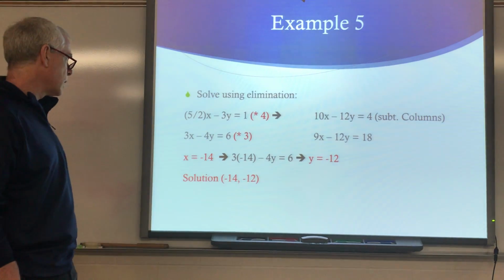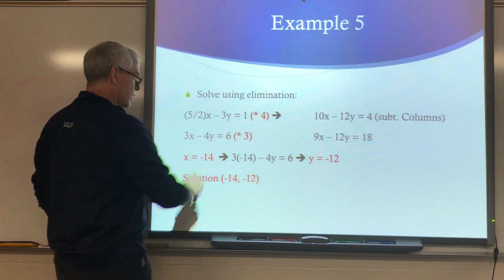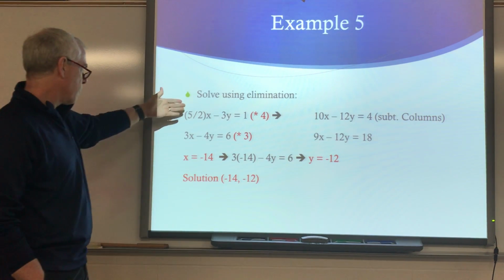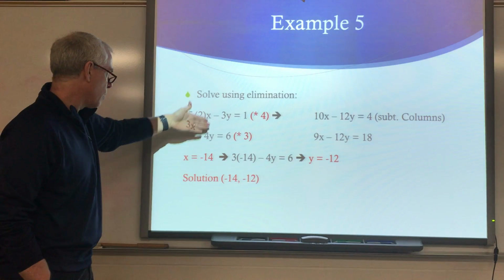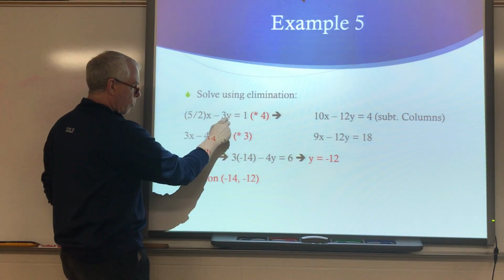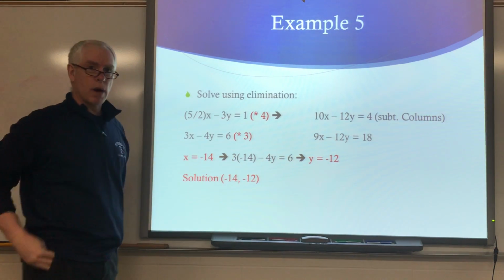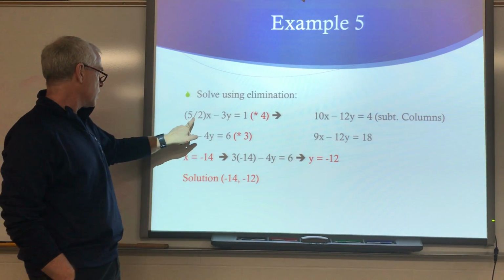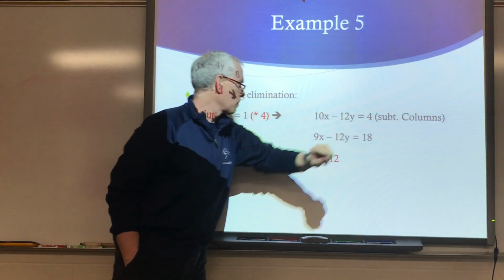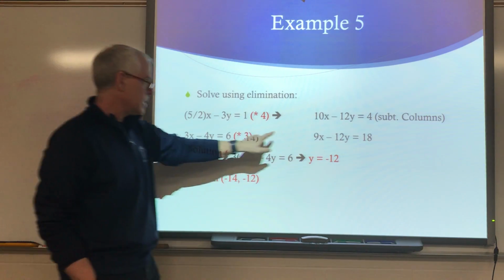Okay, so let's do this one more time. I've got x, y, constant, so it's kind of in standard form here. But here I have 5 halves x and 3x, I have 3y and 4y, they're not the same. I chose to multiply the first row by 4, giving me 12 here for y, the second row by 3, giving me 12 for y as well. When I multiply this by 4, I get 10x minus 12y equals 4. Multiply this row by 3, I get 9x minus 12y equals 18.